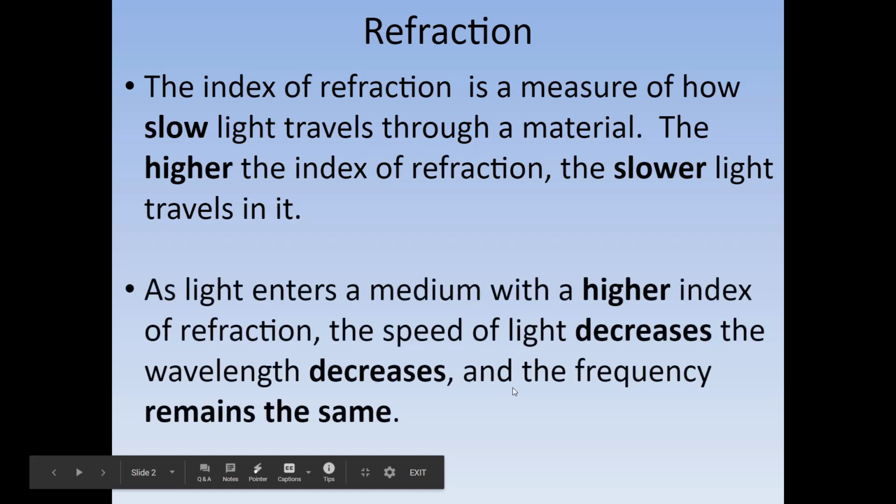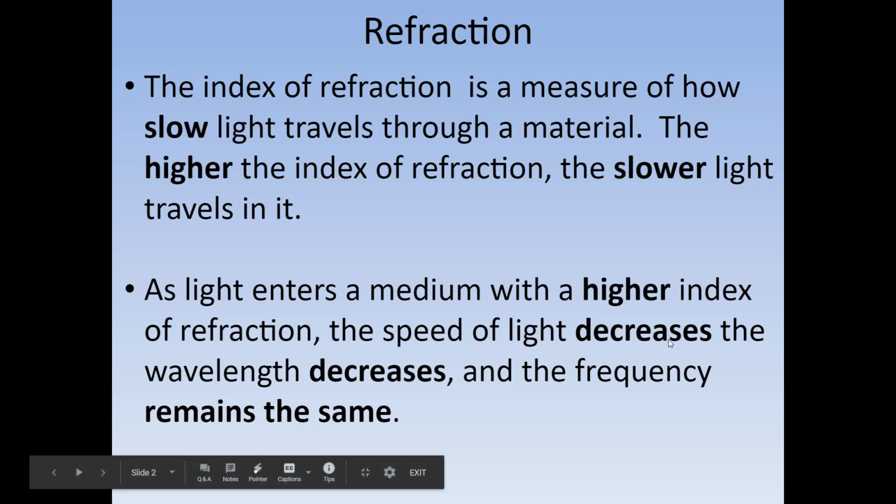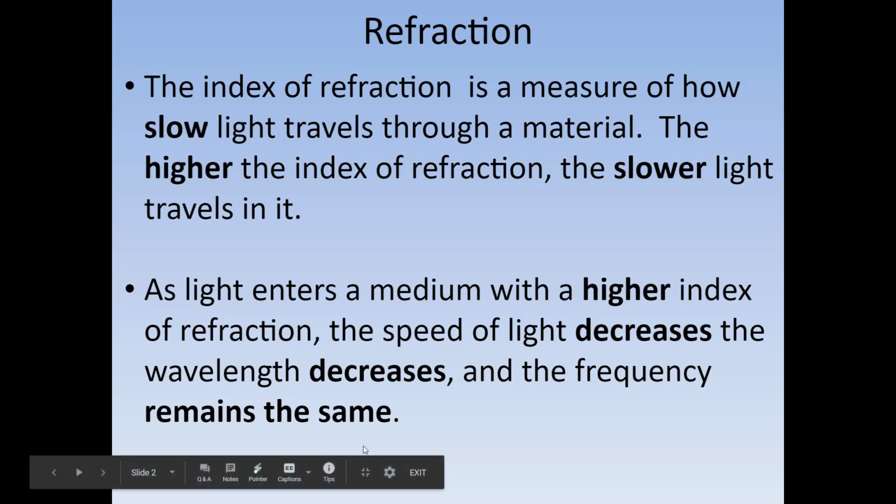Now, we have the equation v equals f lambda. So of those two things, wavelength and frequency, one of them has to change. As light travels into a new medium that has a higher index of refraction, it's going to move at a slower speed. So the speed decreases. It turns out that the wavelength will also decrease, meaning that the frequency will always remain the same.